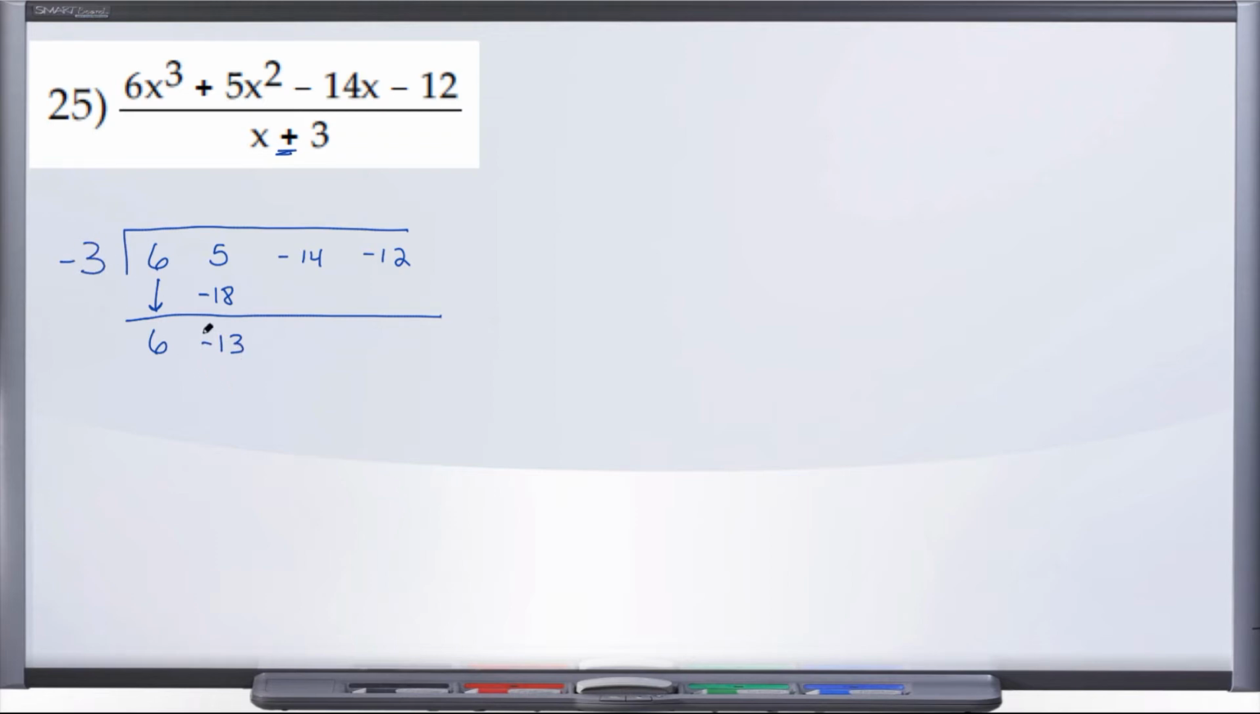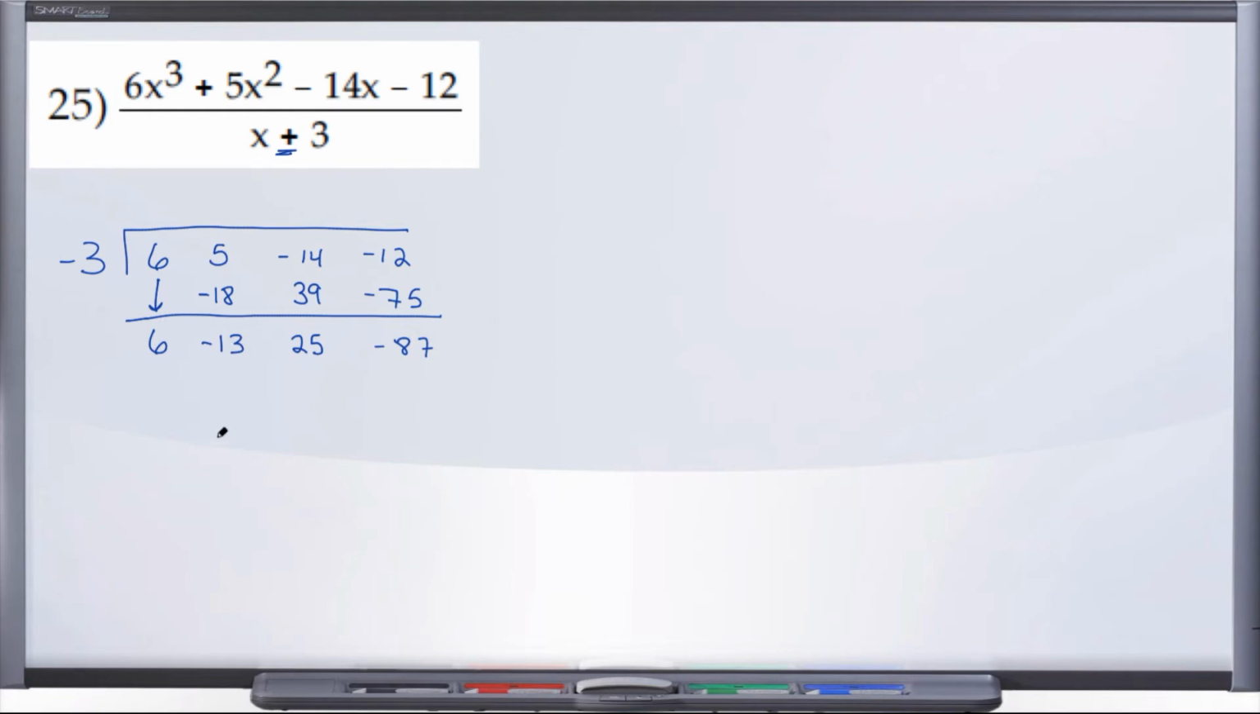And negative 3 times negative 13 gives us positive 39. And negative 14 plus 39 gives us a positive 25. And negative 3 times 25 gives us a negative 75. And negative 12 minus 75 gives us a negative 87. And now we're complete. So this is our answer row here, but we're not quite finished because we have to fill in our x terms.